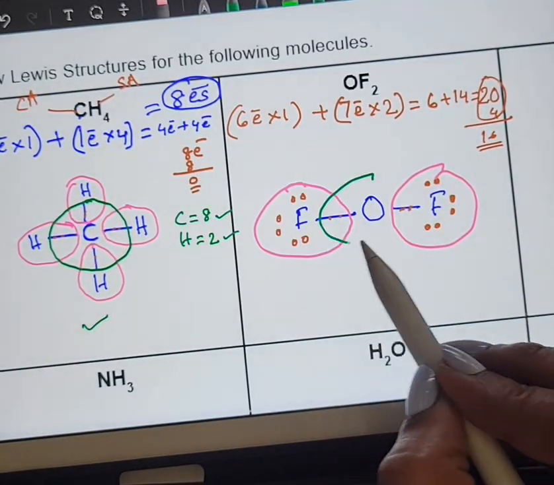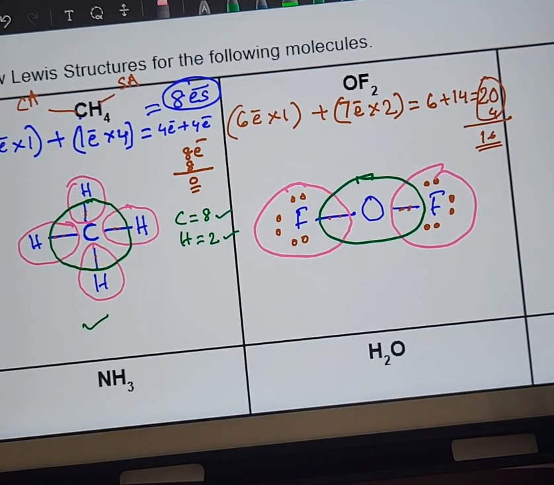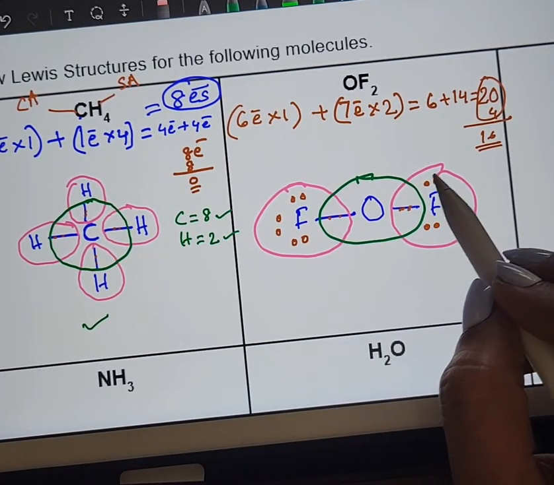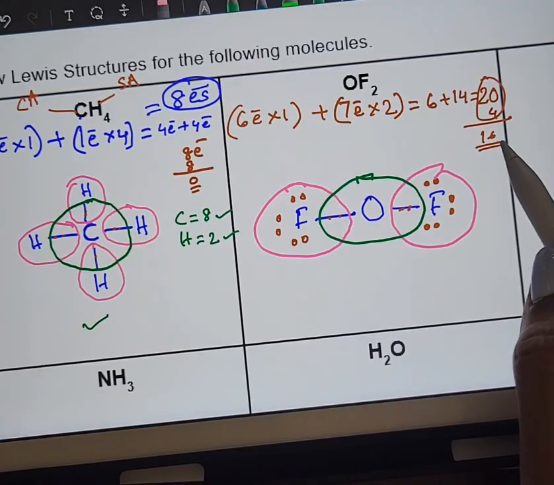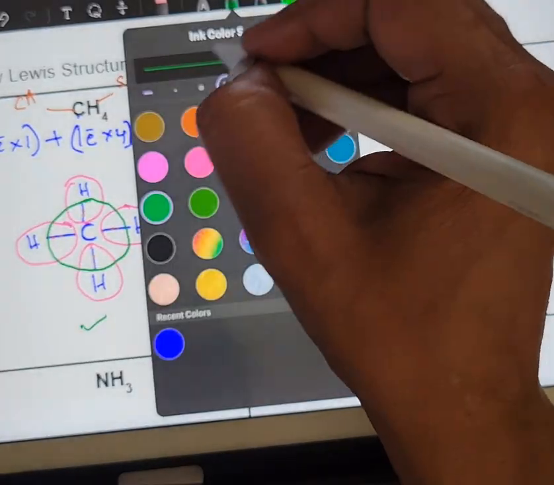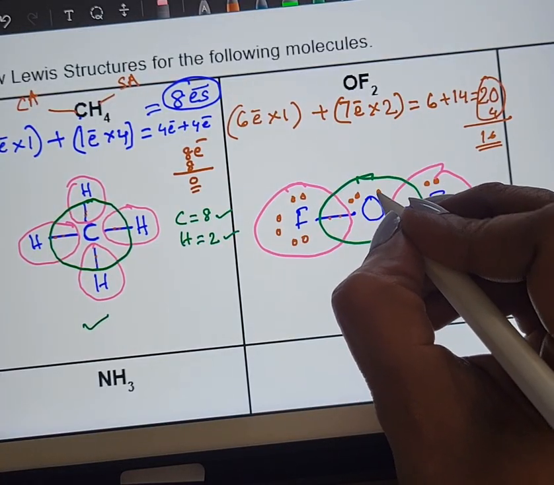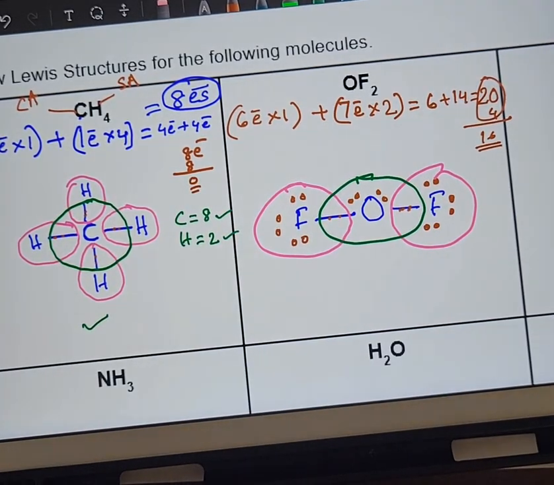Oxygen has how many there? 2 from here, 2 from here, there is 4. So we have how many? We used 8 here, 16. We have 4 more. So I'm going to give that 4 electrons to what? Oxygen as a lone pair. I'll do it on both, same side. So now oxygen is also happy. So both the atoms are happy. So that is a stable compound.